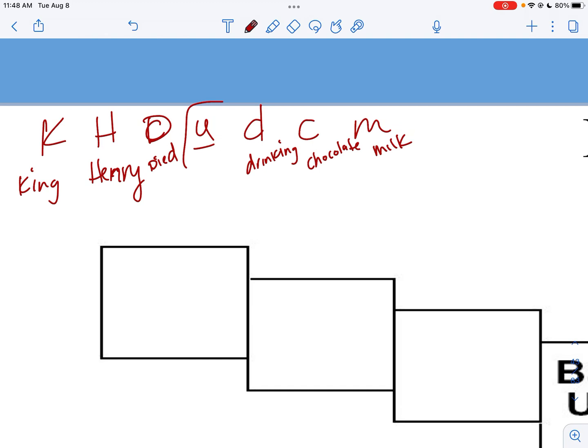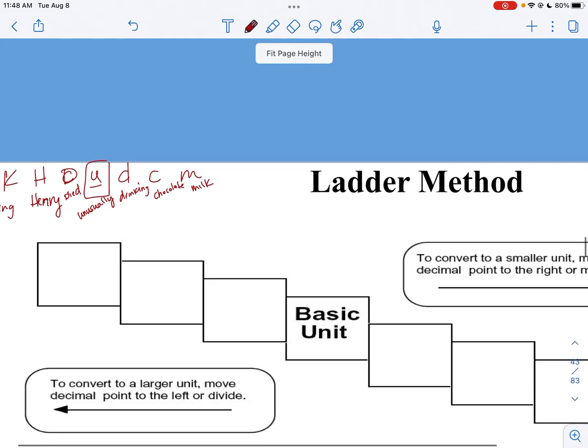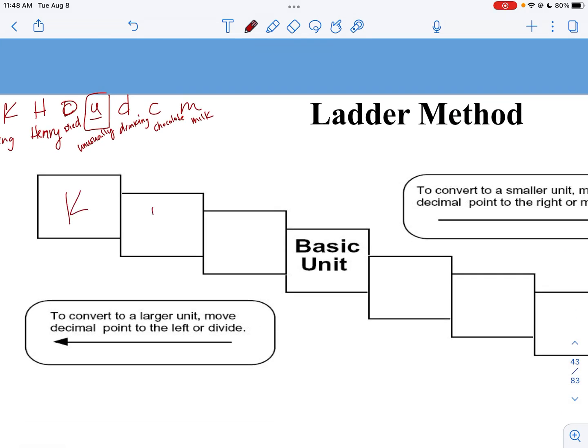right? This part is the part that you probably skipped over. I usually throw in the word unusually. Okay, spelling is not my strong suit. So King Henry died unusually drinking chocolate milk. All right, so then if I want to think about my ladder, I can just fill in my main letters. King Henry died. This is unusually, my unit, drinking chocolate milk.